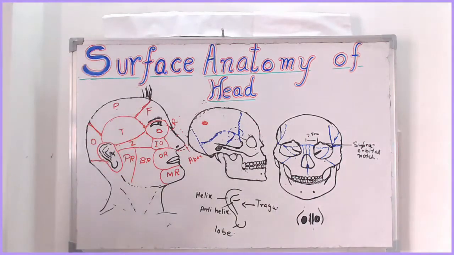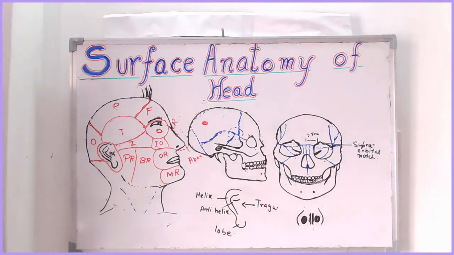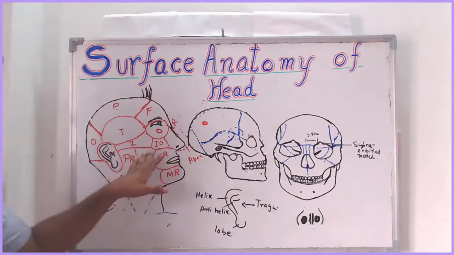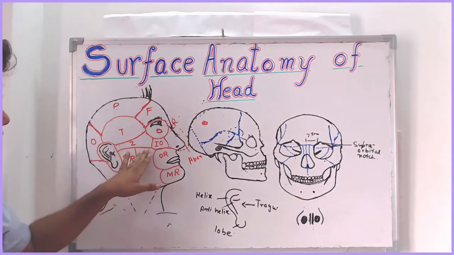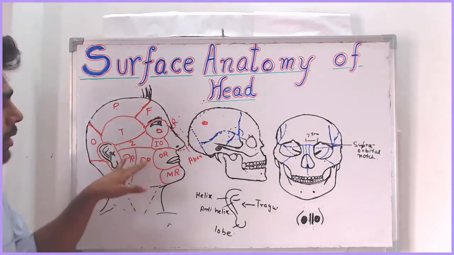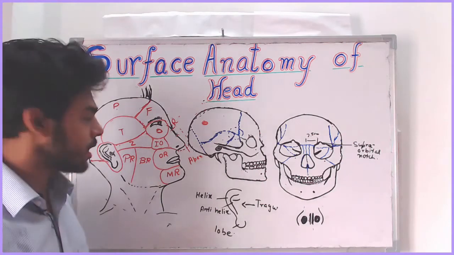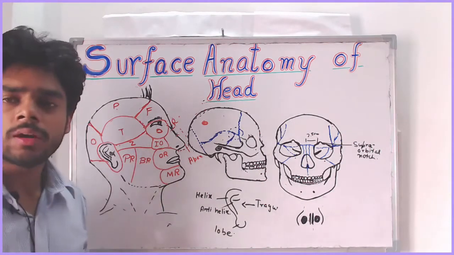After this region we have the buccal region. The buccal region overlies the buccinator muscle. This is the buccal region, and when you palpate it, you actually palpate the buccinator muscle. This region lies over the buccinator muscle.